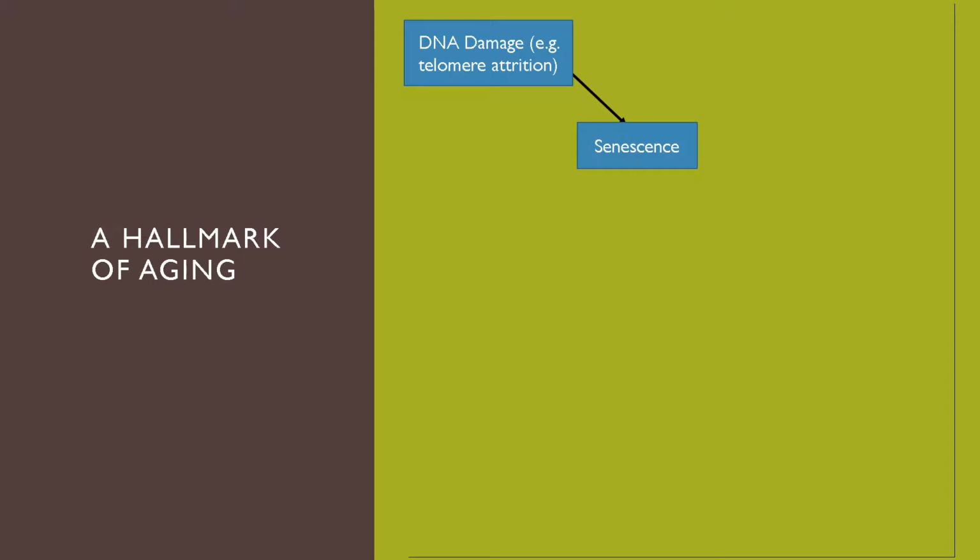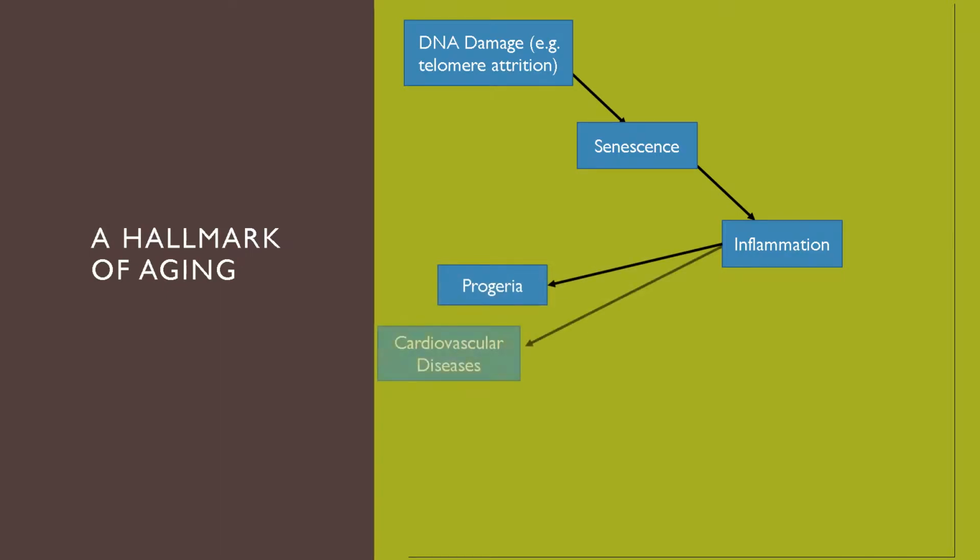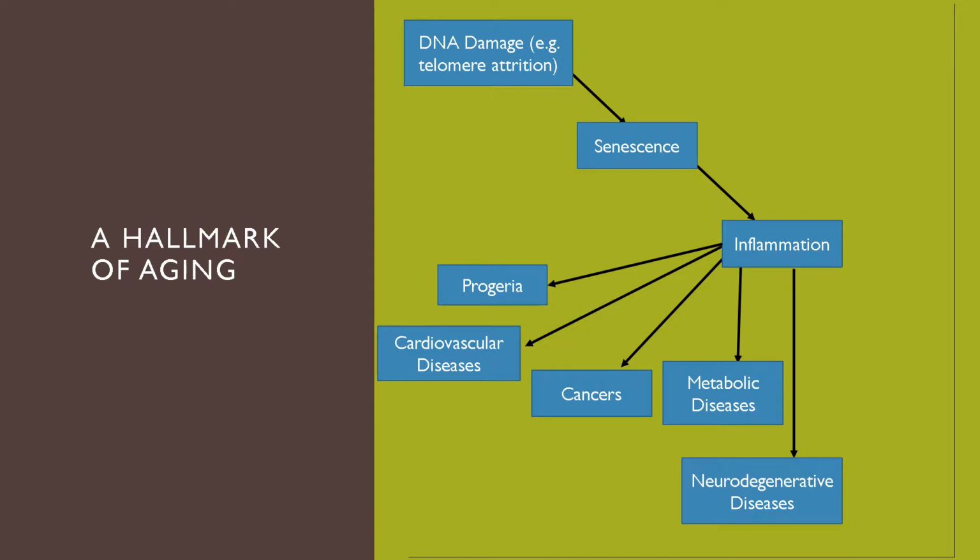An accumulation of senescent cells causes inflammation, which can then lead to many diseases such as progeria, cardiovascular diseases, cancers, metabolic diseases, neurodegenerative diseases, and others that are related to stem cell dysfunction. Understanding the mechanism of senescence and the molecules involved can help us develop therapeutic agents against these diseases.